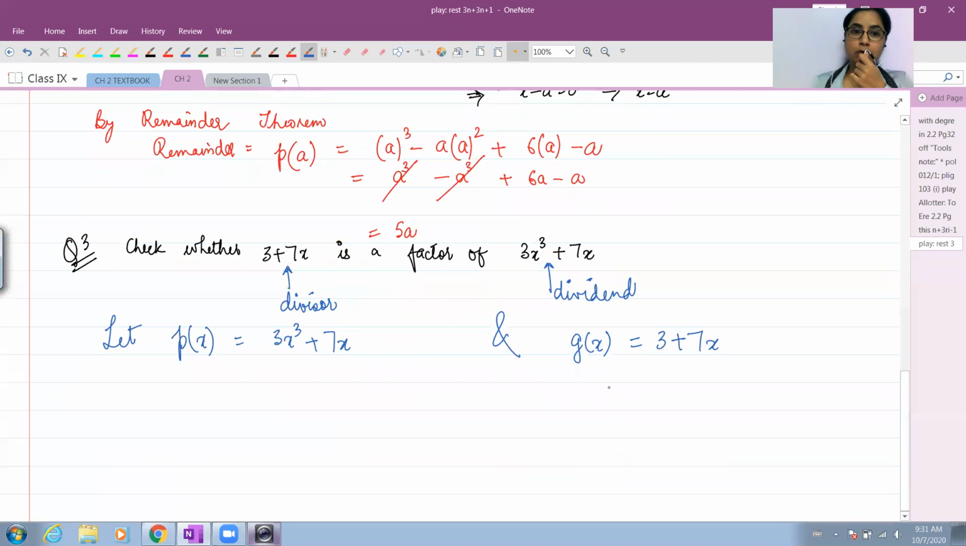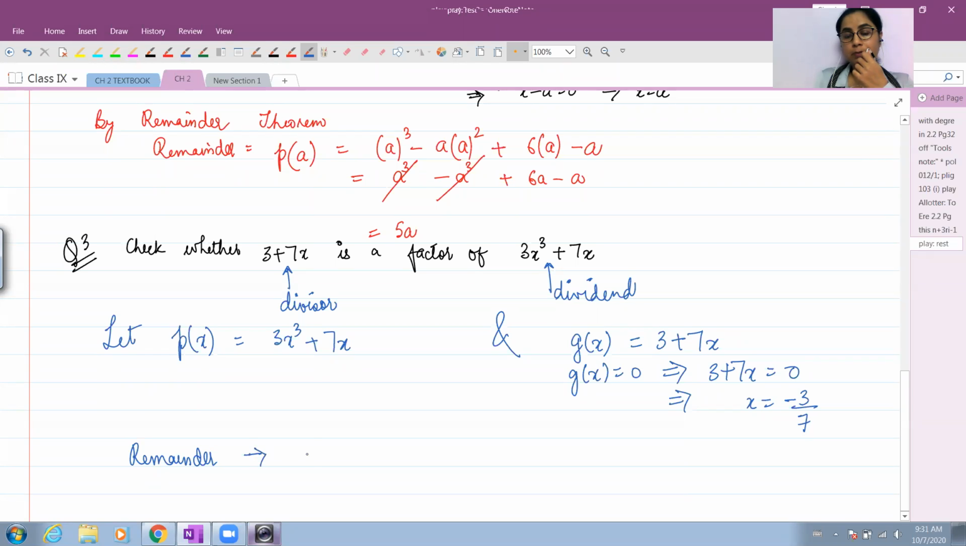So there are two ways your remainder theorem can be used. First of all, to find out the remainder when division of a polynomial is done with a linear polynomial. Second, to check whether a linear polynomial will be a factor of some other polynomial given to you. So from here, x comes out to be minus 3 by 7, and remainder will be given by p of minus 3 by 7.